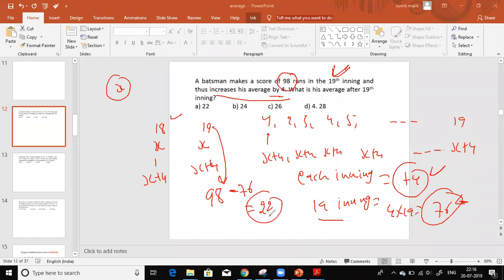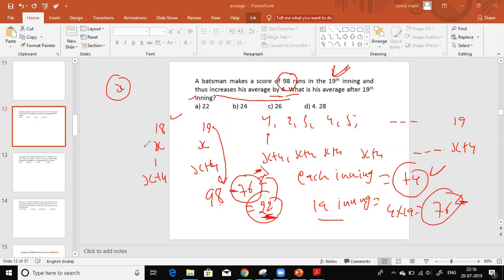Means he had to score 72, but he is scoring 98. Means he is scoring 76 runs extra. Just because of these 76 runs, the average is increased by 4. Because in his 98 inning, he is scoring 76 runs extra, and because of this 76 runs, his average is increased by 4. So now what is 22 means?